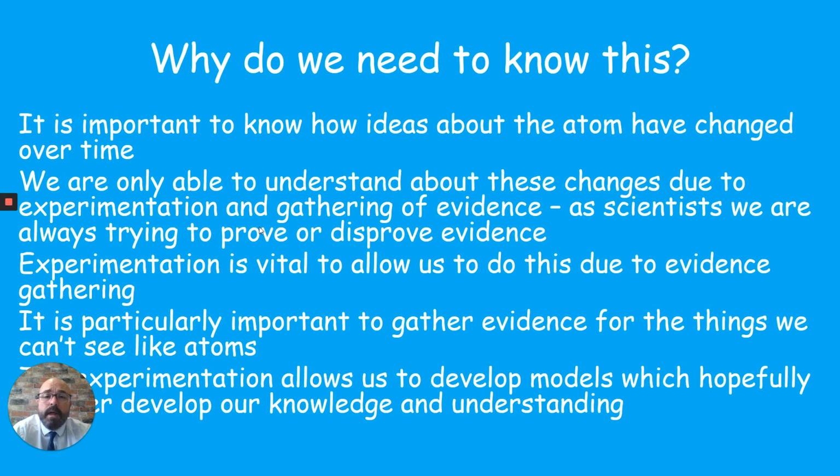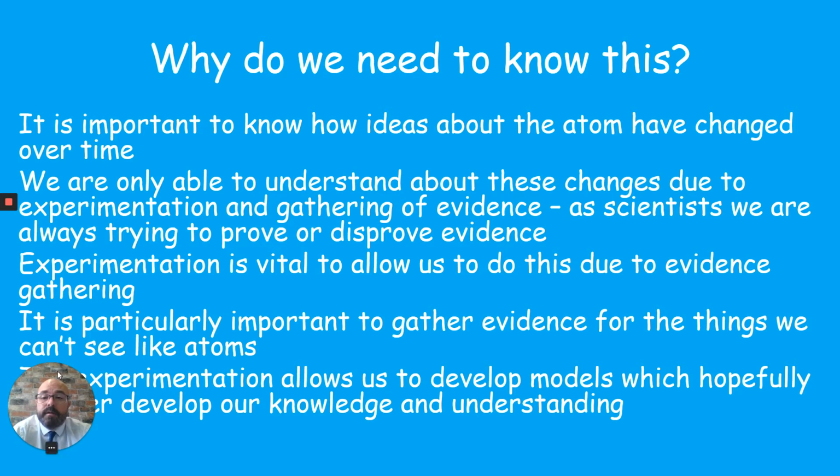Why do we need to know? It's very important to know about how the atom has changed. It underpins a lot of science, atomic theory, and how it's changed. But the key thing, I guess, we're thinking about here is the purpose of experimentation and the gathering of evidence. As scientists are always looking to carry out experiments in order to gather evidence, and then that evidence can be used to prove or disprove something in science. So it is a vital process of experimentation.